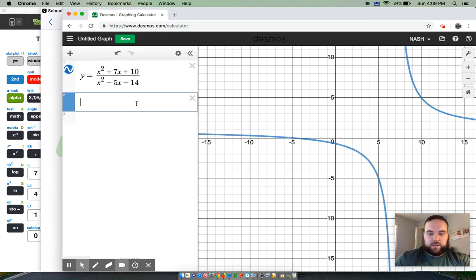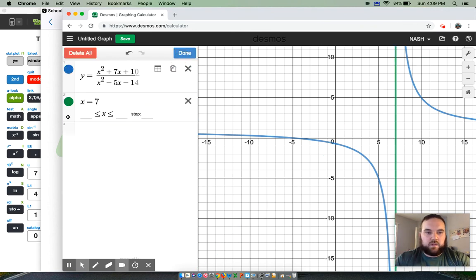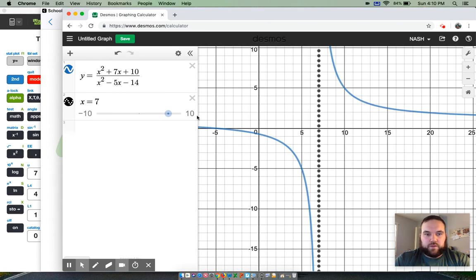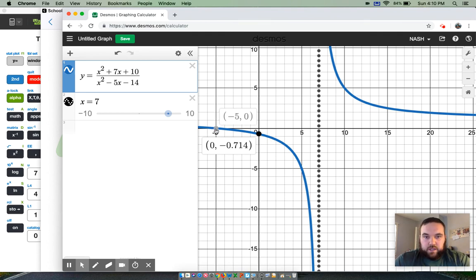Okay. And so sure enough, I see that if I put in x equals 7, I can then see the vertical asymptote, which can be kind of tough at times. So there's my vertical asymptote, and then the hole was at a negative 2 value, and sure enough, I see that at negative 2, the graph is undefined. There's my y-intercept of 0, negative 5/7 as a decimal, and then negative 5, 0 is my x-intercept.